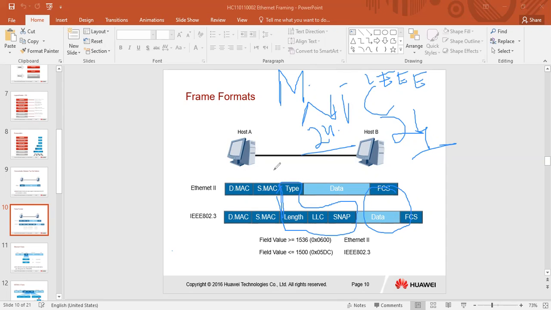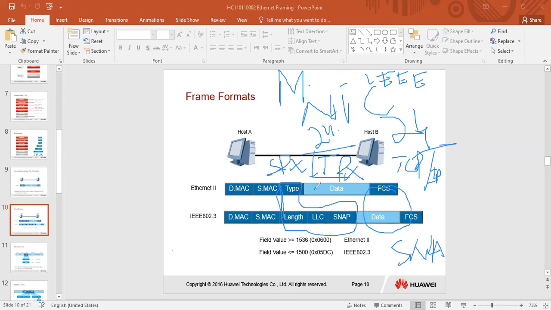The type of data in both framings, what is the type? Type will show whether the protocol is SPX or IPX. Okay, it will identify which reference model or which protocol is used, either TCP/IP or SNA, like IBM. The functionality of type is to identify which type of data is used.